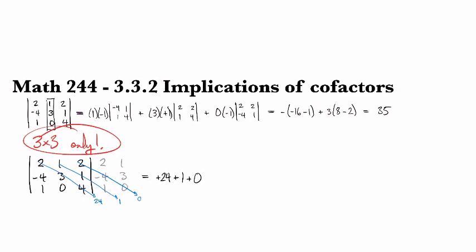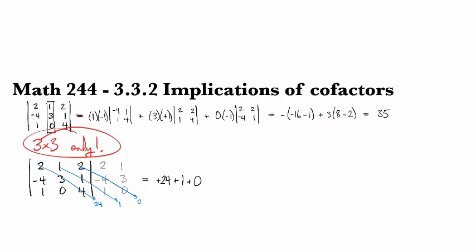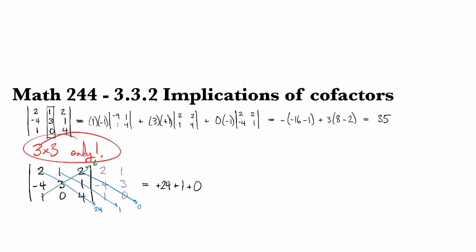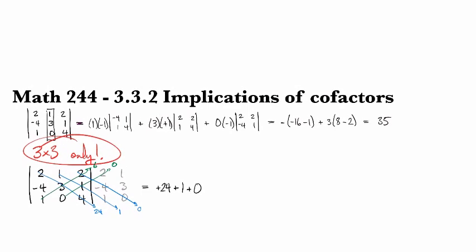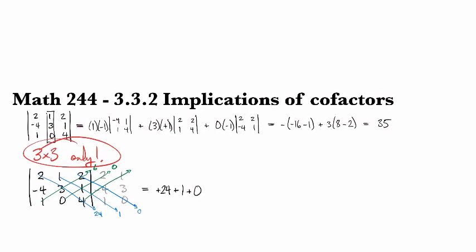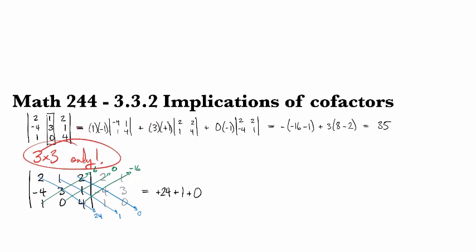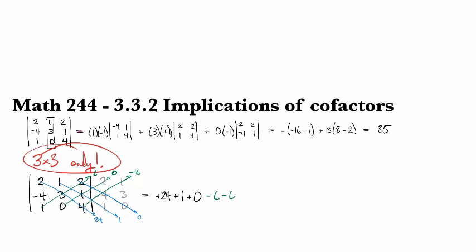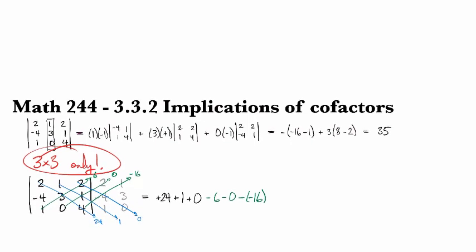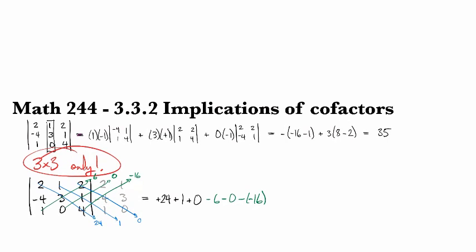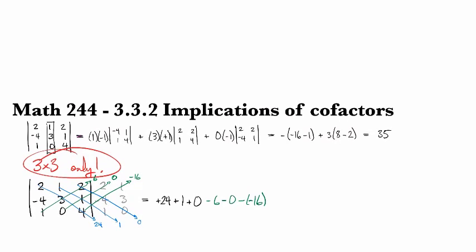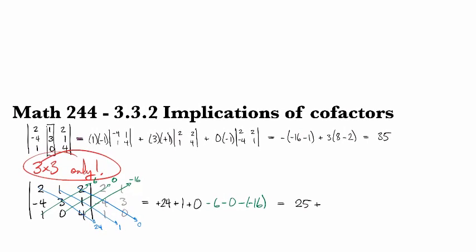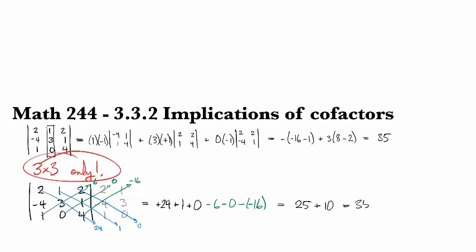Then we look at the other diagonals, and coming up this way, I have 1 times 3 times 2, which is a 6. And then I have some stuff times a 0, which is a 0. And then I have 4 times minus 4, so that's minus 16. So I'm going to subtract these ones. These ones come with a minus sign. So I have minus 6 minus 0 minus negative 16. Okay, and so then that gives me 25 plus 10, so I get 35 again.